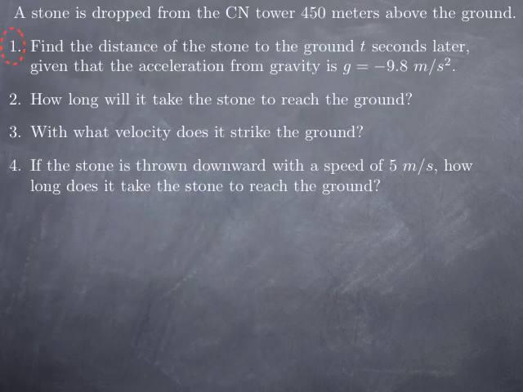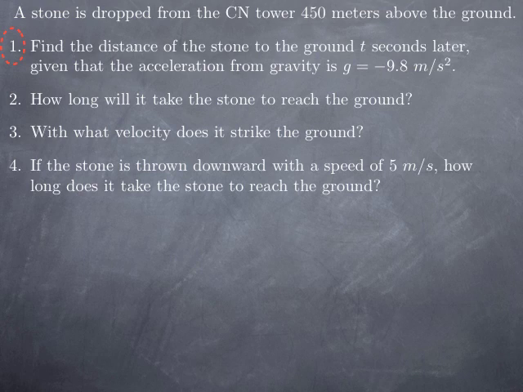Let's turn to a more concrete situation. A stone is dropped from the CN Tower, which is 450 meters high. First we want to find the distance of the stone to the ground t seconds later, given that the acceleration from gravity is -9.8 meters per second squared. Because the stone is just dropped, it is subjected to only one force, which is its weight. Therefore, the acceleration for motion is only the acceleration from gravity.